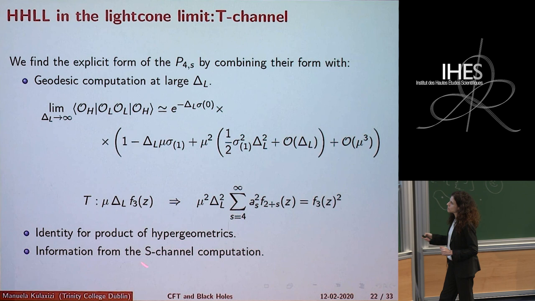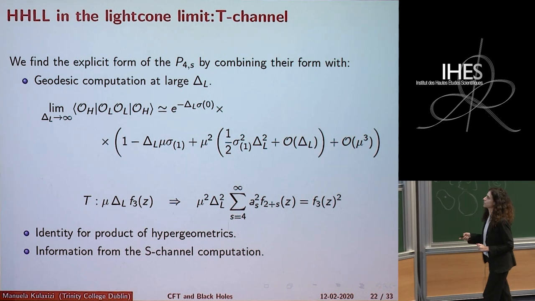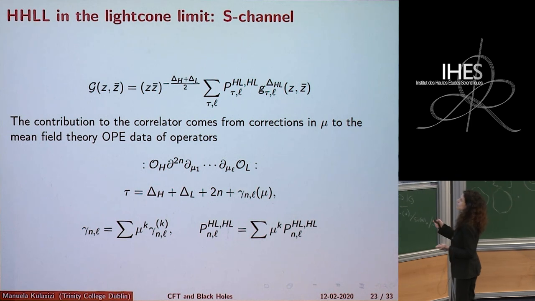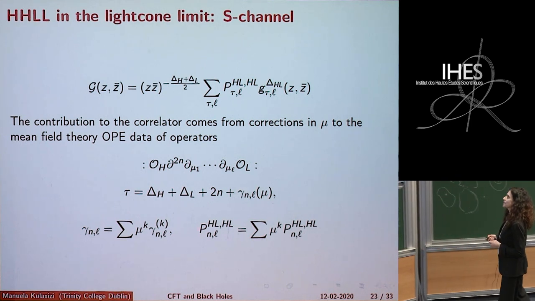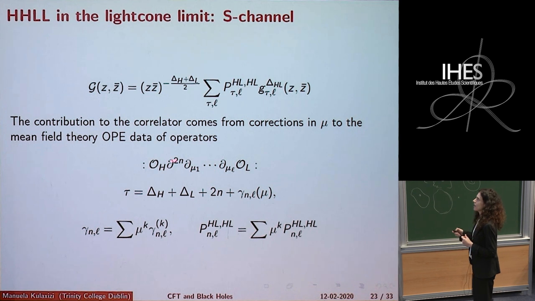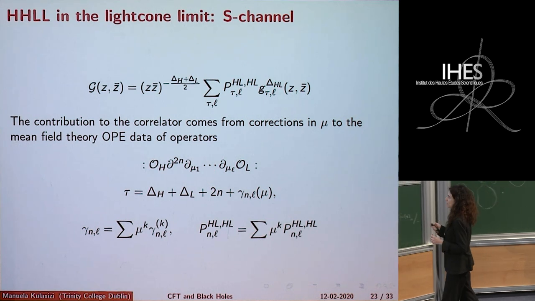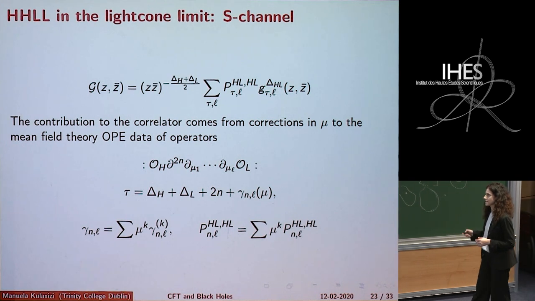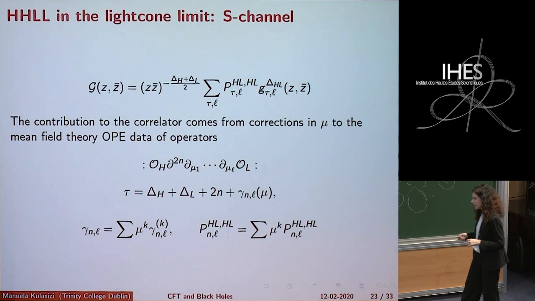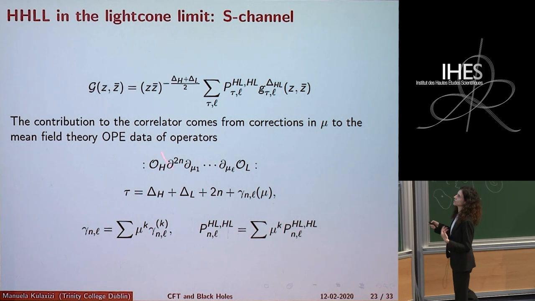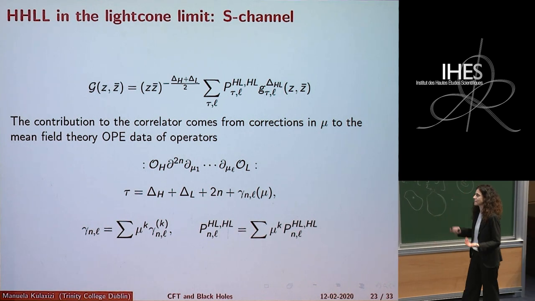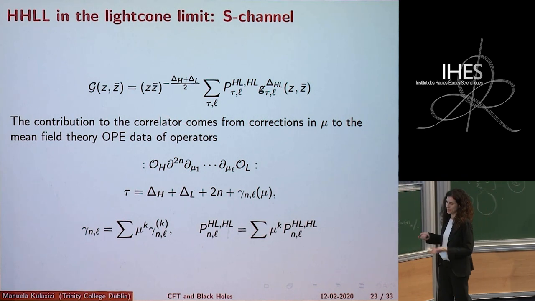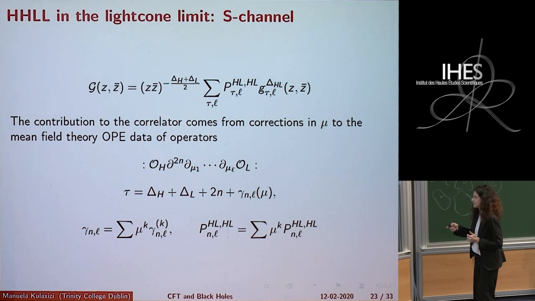So that's what we use. Then we also use some information from the S-channel computation. Let me not bore you with the details of this computation. I just want to say that what we see in the S-channel is all these double trace operators that are made out of heavy and light. The only thing that happens at each order in mu is that we get anomalous dimensions and OPE coefficients of these operators corrected compared to their mean field theory result.